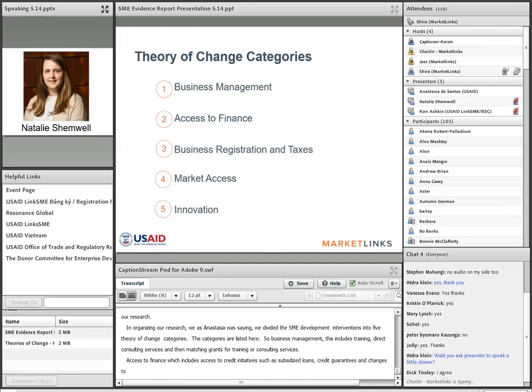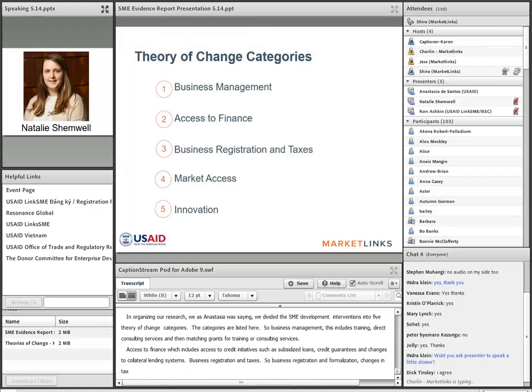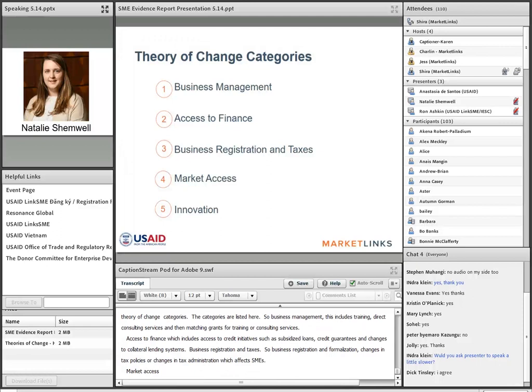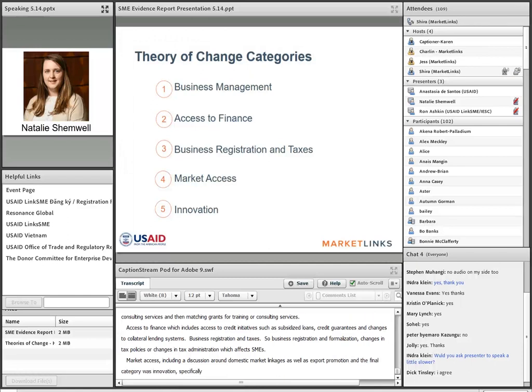systems. Business registration and taxes, so business registration and formalization, changes in tax policies or changes in tax administration, which affects SMEs. Market access, including a discussion around domestic market linkages, as well as export promotion. And then the final category was innovation, specifically focused on support to product innovation.